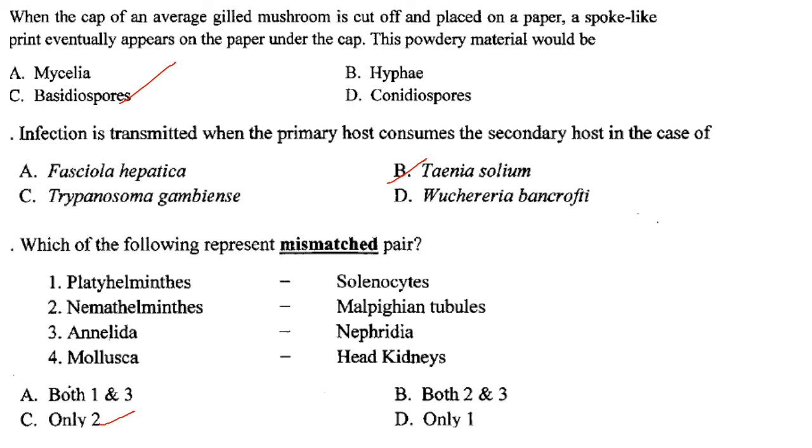Then which of the following represent mismatched pair? So Platyhelminthes, solenocytes, Nemathelminthes, malpighian tubules. So that is the mismatch. Okay, 2 is mismatch. Answer is option C, that is only 2. Annelids, nephridia and mollusks, head kidneys. All the others are correct.